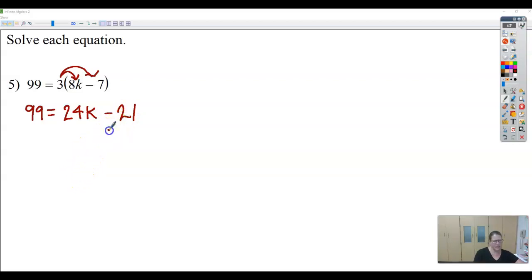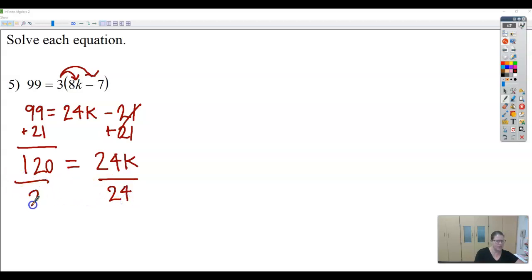So now I need to get the numbers away from k. Remember, I always undo pluses and minuses before I undo multiplication or division. So I'm going to add 21 to both sides of the equation. This would give me 120 equals 24k, and then just divide both sides by 24. So 120 divided by 24, yeah, it is 5, so that's correct.